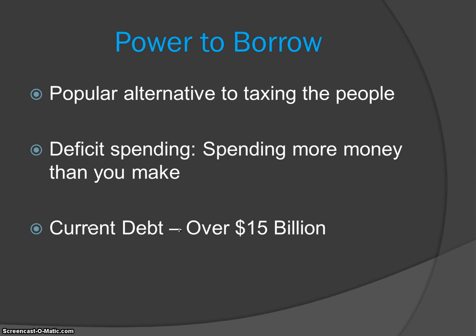The power to borrow is closely related to the power to tax. The reason that we would borrow instead of taxing is that people get tired of paying taxes, and so one way to avoid charging the American public a tax is to borrow money instead. If you borrow more money than you make, you're doing something called deficit spending. And deficit spending is not a good habit because if you do it for too long, you grow a large debt. And as many of you know, our current debt is very high at over $15 billion and counting.